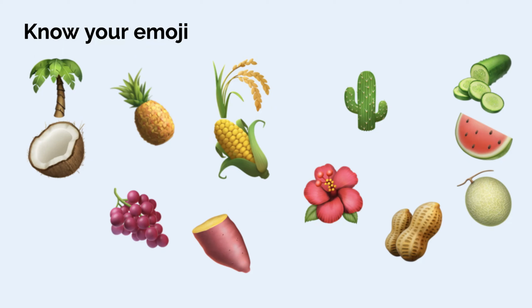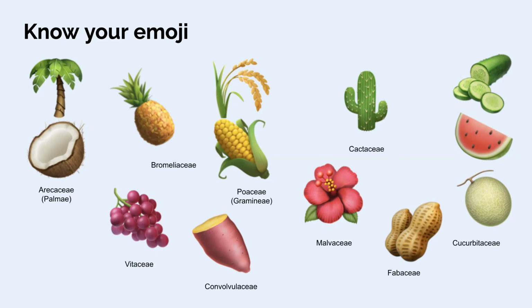If you wanted to quiz yourself on these, you could stop the video and see if there are distinctive features about these that help you to identify them. And here we go. All right, so Arecaceae, the palm family, so palm trees and also coconuts are in the palm family. The Bromeliad family has pineapples. Vitaceae is the family that we have grapes from.